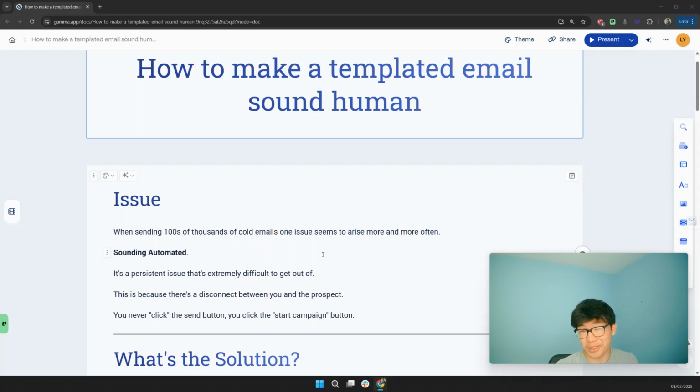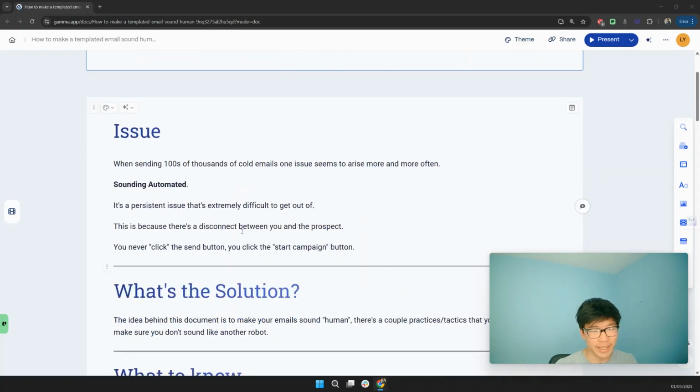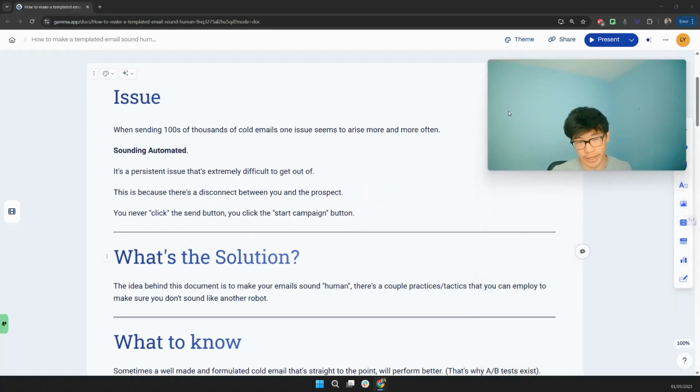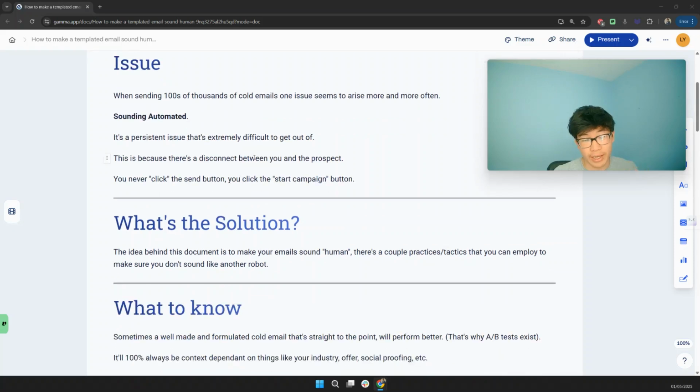And there are ways of doing this to make it templated, like really templated. So let me go into this here. I have written this doc out, but I'm going to be riffing for a lot of it. I'm just going to move my head because it's in the way. So the issue is you're sending hundreds of thousands of emails, completely automated, and there is basically a barrier between you and the person receiving the email.